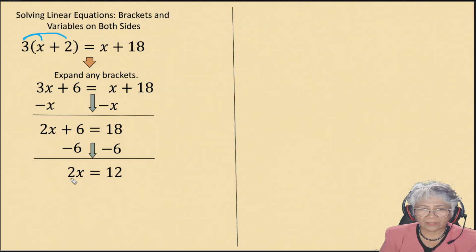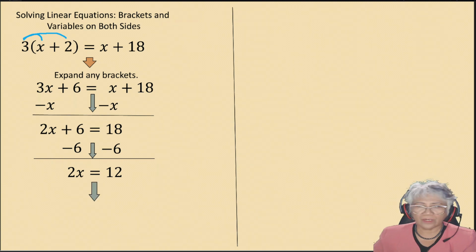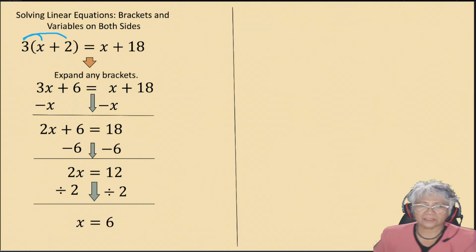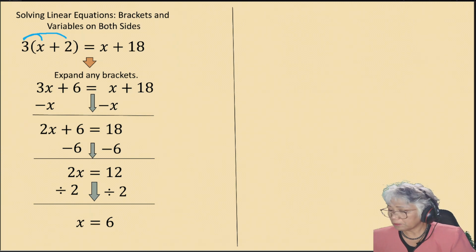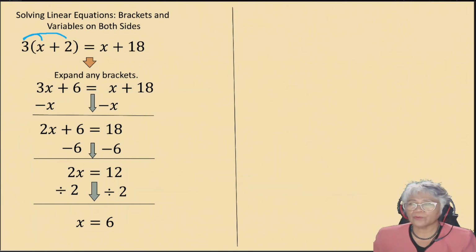Now another number for us to get rid of. So what shall we do with this? This is multiply. We need to use divide. So you hit divide by 2 and divide by 2. So the result would be x equal to 6. Alright? So that's how we solve equations. Now we come to the next one.